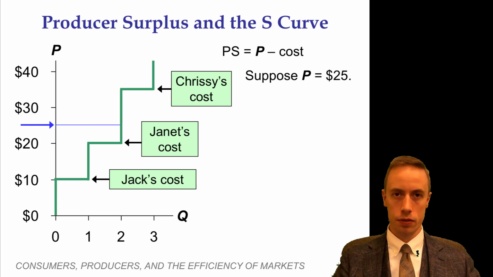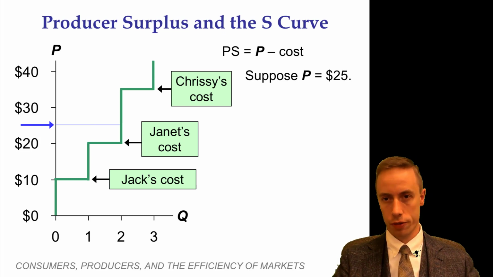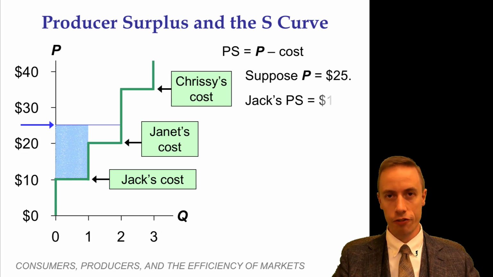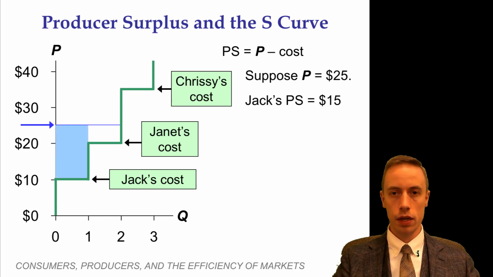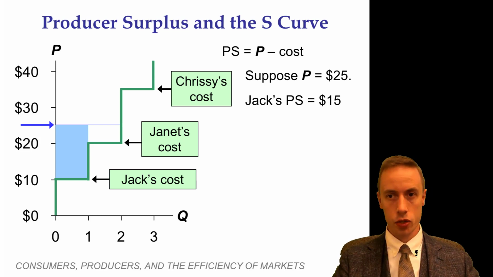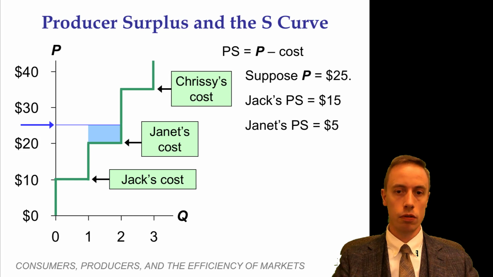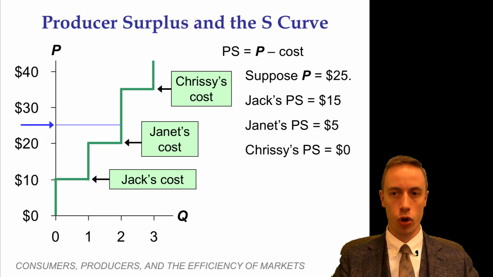Let's look at our sellers. There are two of them. Jack first. His price is $25, his cost $10. That makes his producer surplus $15. Notice the rectangle I've shaded in here. It too is $15 in area. Next we have Janet. Same $25 price, but her cost is higher. She has a cost of $20. That makes her producer surplus $5. And Chrissy, of course, is not selling, so we're not going to count her for any producer surplus.